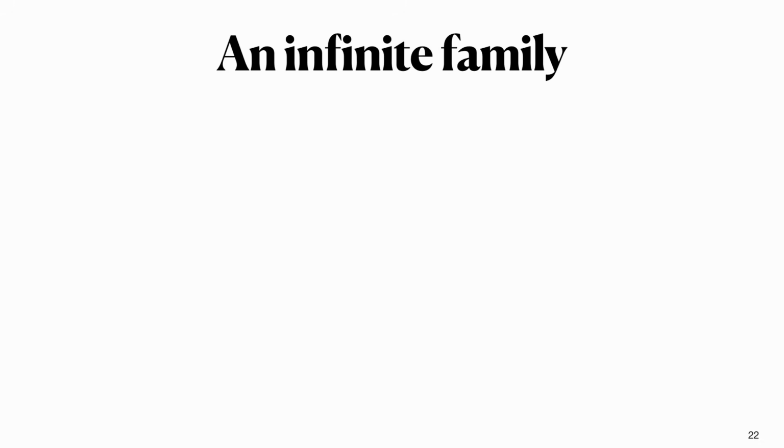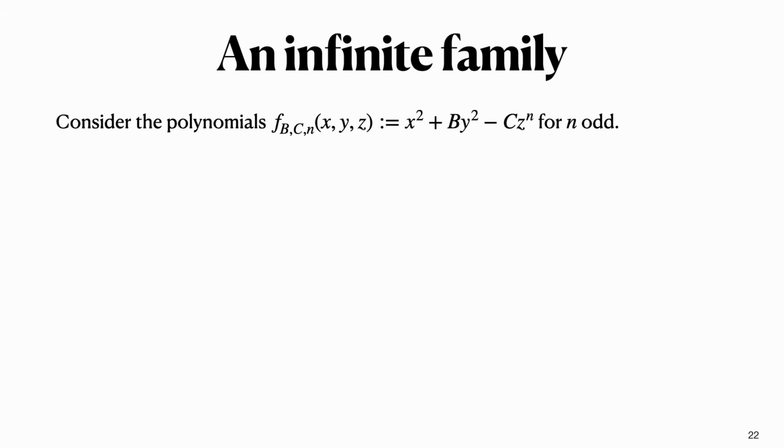Okay, let me move on from that, and let me tell you about this infinite family that we want to establish. So we want to do something similar to the ideas that Bhargava and Poonen used. So we're going to consider polynomials of the form x squared plus by squared minus cz to the n for n odd. So we saw that in this example, the fact that 2 and 3 were relatively prime was really important to conclude that lambda equals 1.